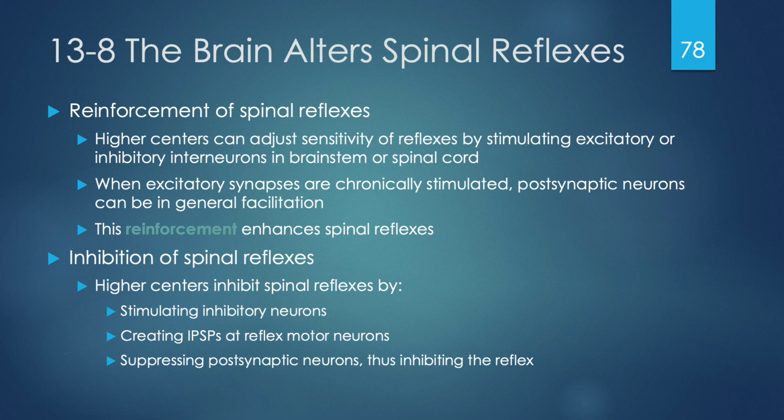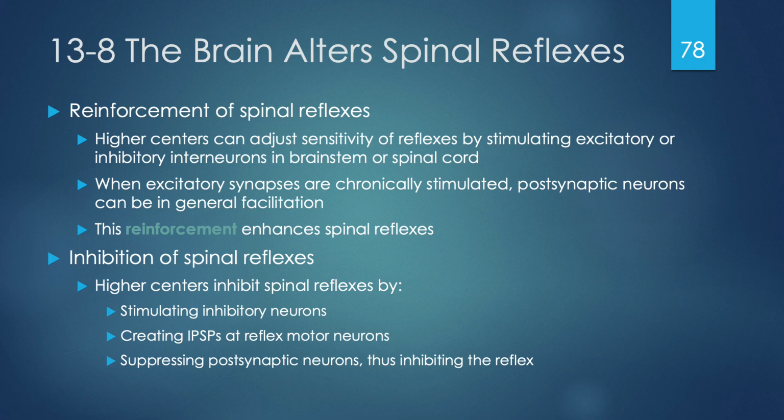So we have higher centers in our brain that can adjust how we respond to these reflexes by either stimulating or inhibiting the interneurons in the brainstem or in the spinal cord. If it's excitatory, then we can chronically overstimulate these neurons, at which point the postsynaptic neurons will be in general facilitation. Facilitation is basically when we raise the depolarization to create a graded potential, so that a subsequent action potential is much more easily generated.